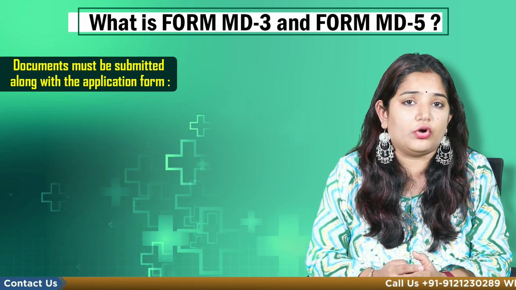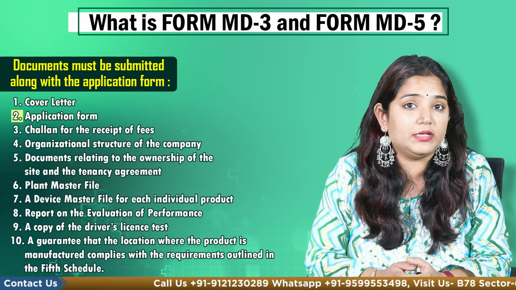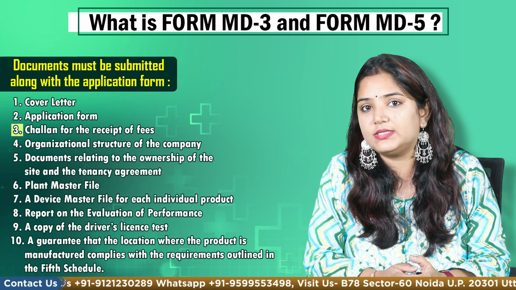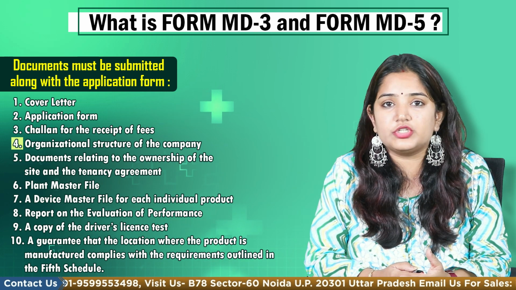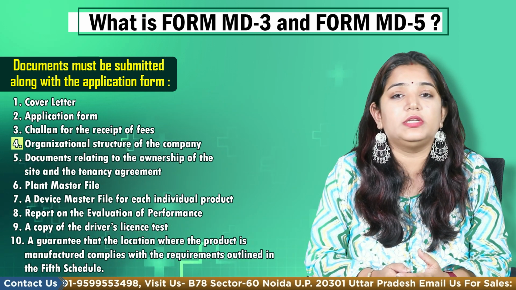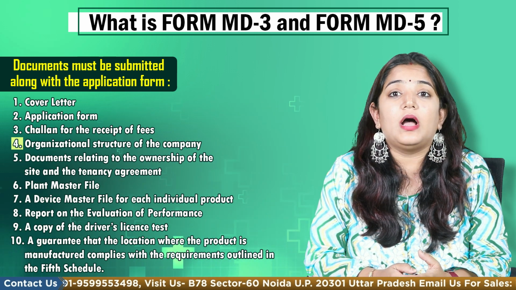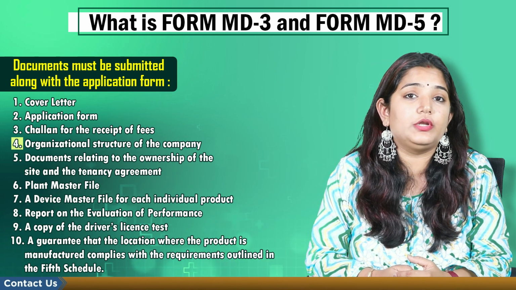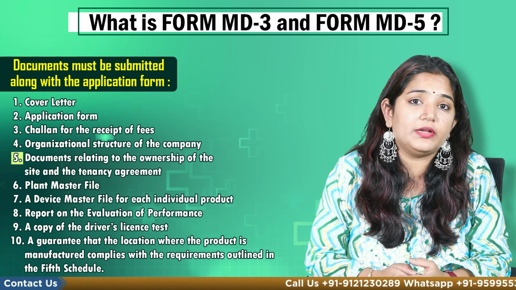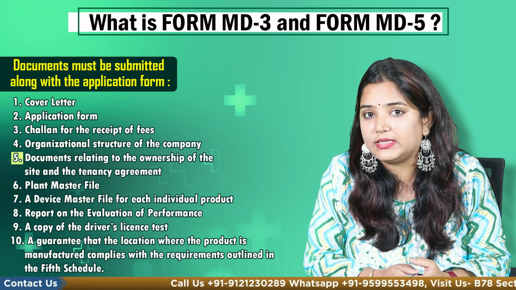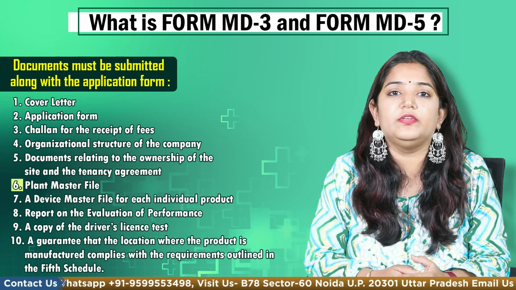The following are the other documents which one should submit along with the application form: cover letter, application form, challan for the receipt of fees, organizational structure of the company, which must include, for example, the partnership deed, memorandum and articles of association, declaration of the owners, partners, directors and managing director of the company, a complete list of all partners and directors including their ages and full postal and residential addresses, documents relating to the ownership of the site and a tenancy agreement, and the plant master file. It must be according to Appendix 1 of Part 3 of the 4th Schedule.